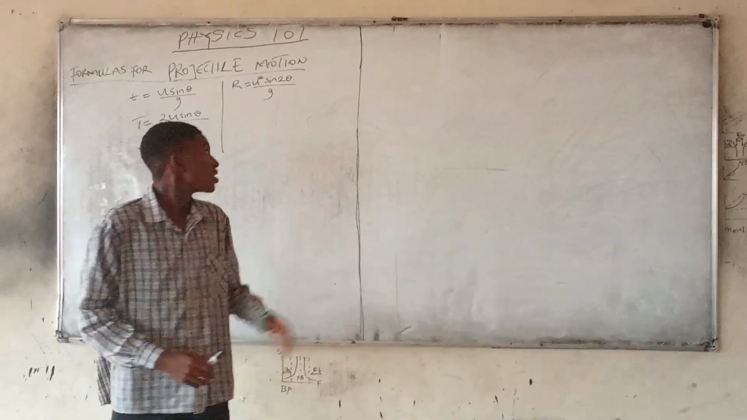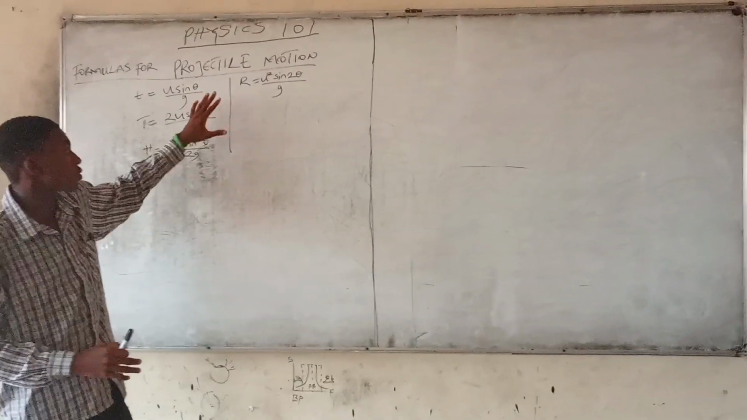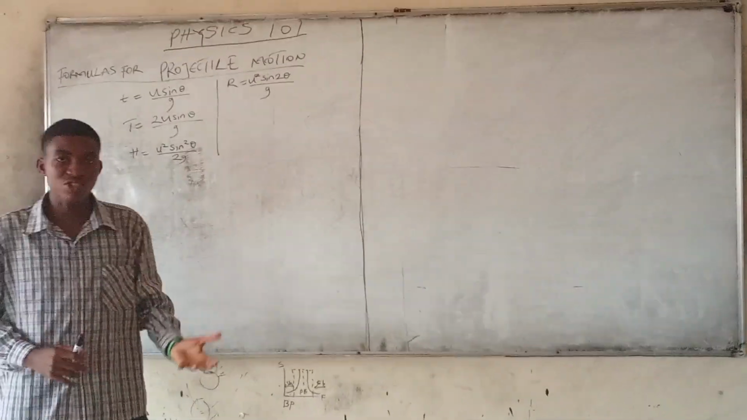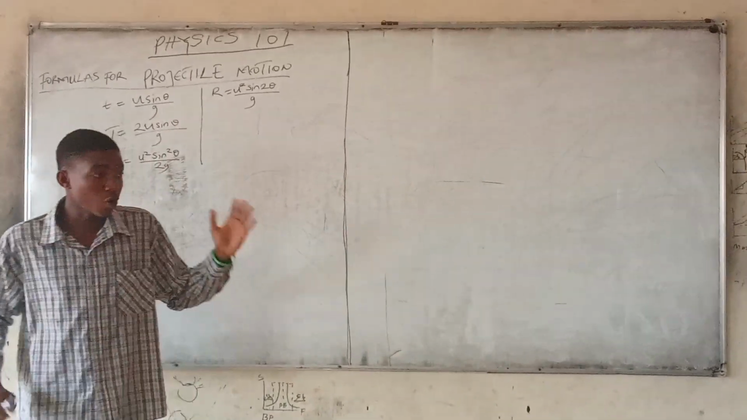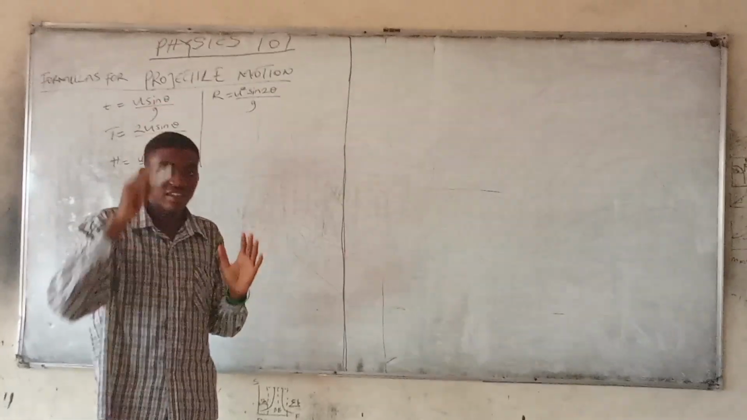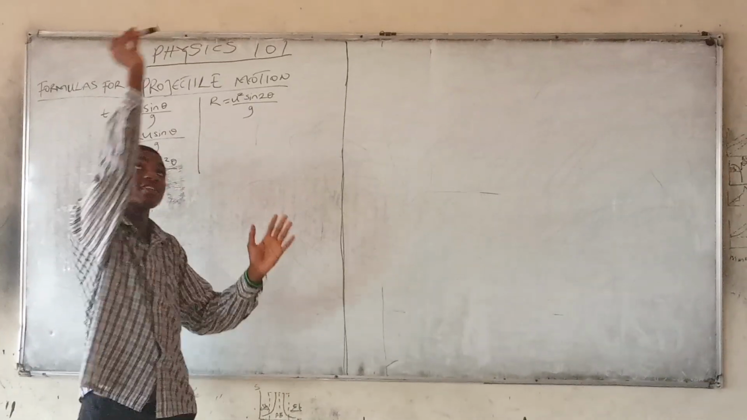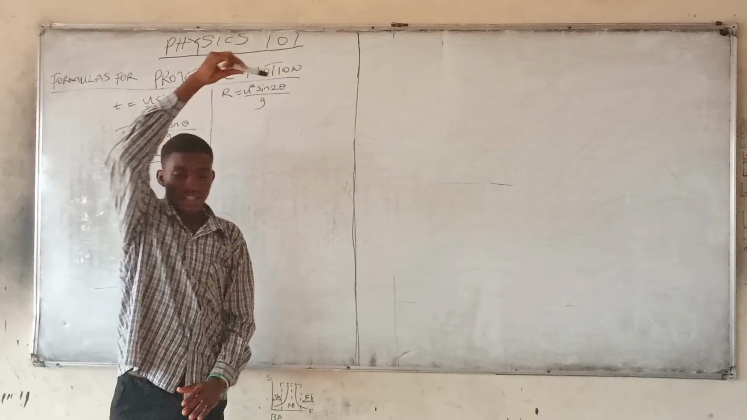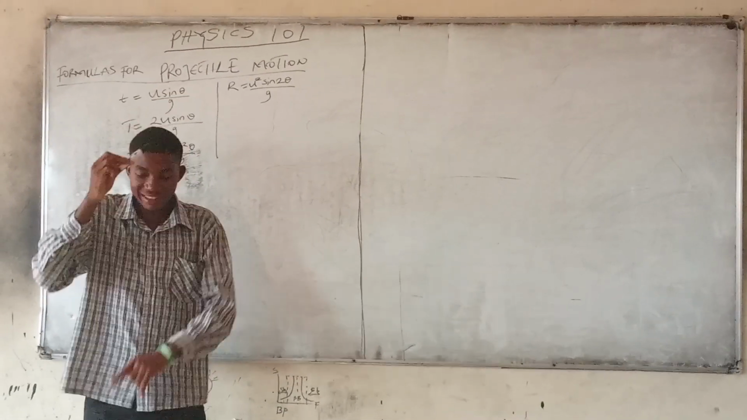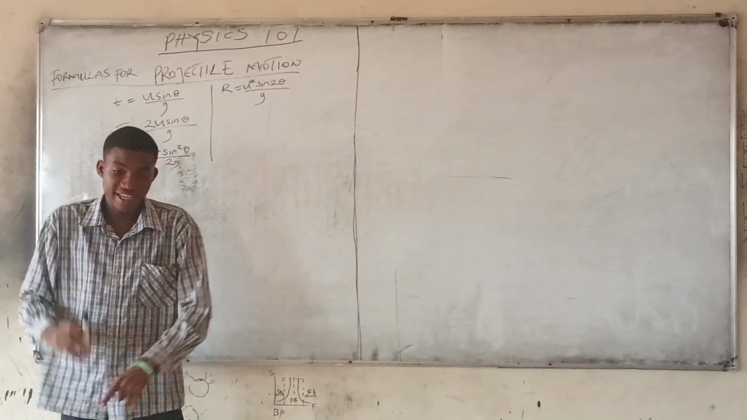Good day class. Today we are talking of projectile motion. Projectile motion refers to the motion of a body projected at an angle in air. For example, if you throw a javelin into space, projectile motion goes like this. If you throw a baseball, it goes like this. An object thrown into the air at an angle goes like this.